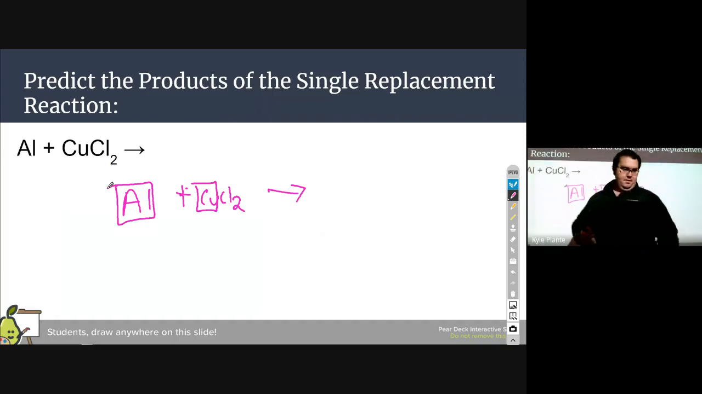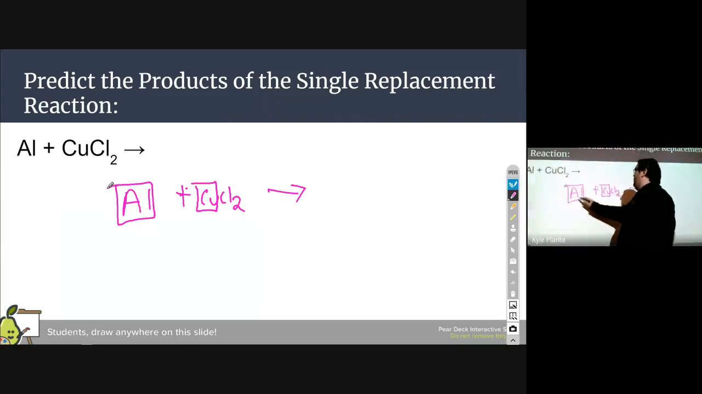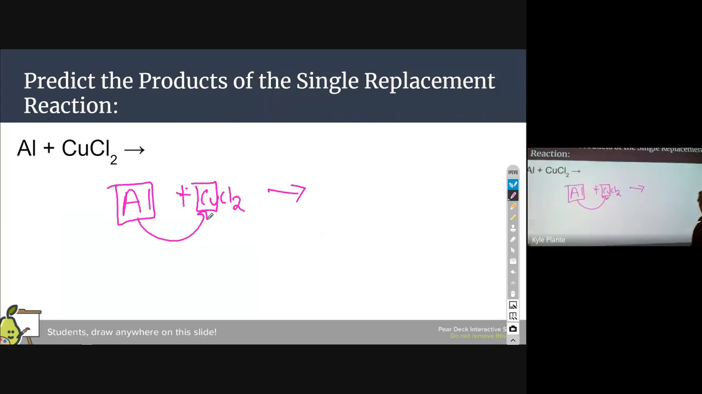If aluminum is higher up than copper on the activity series, the reaction occurs. So I look and I see that copper is almost on the bottom. It's the sixth element from the bottom of the activity series, and aluminum is definitely above it. So aluminum is going to replace copper. If I write this out, we're going to end up with aluminum chloride and copper metal.